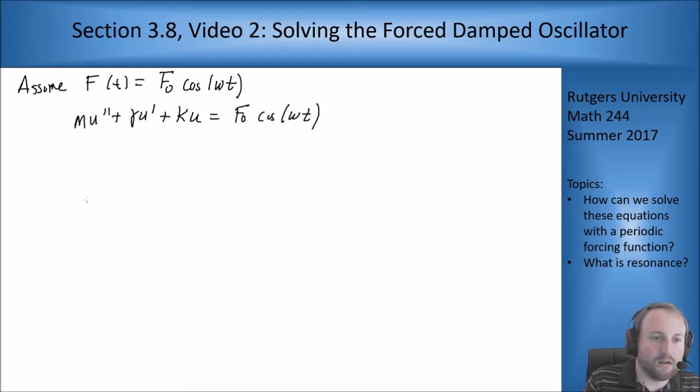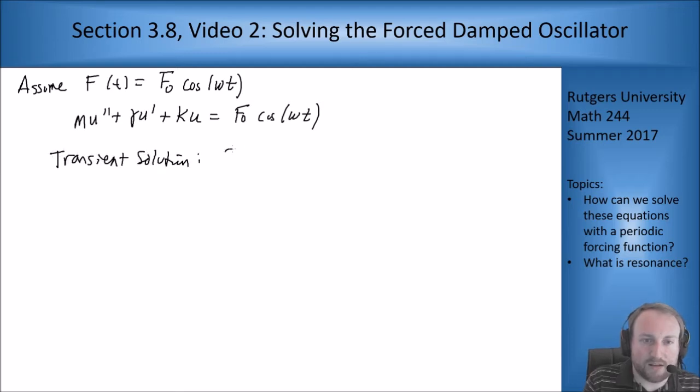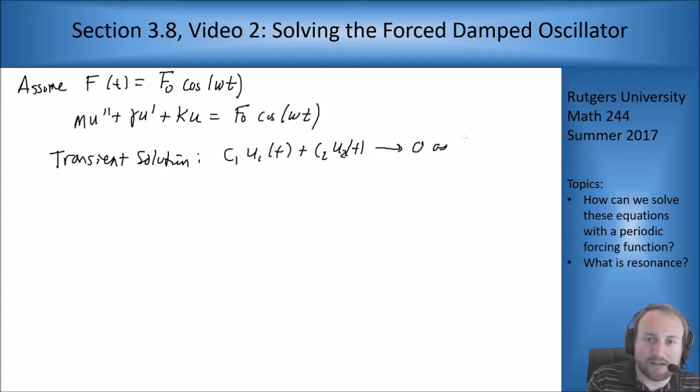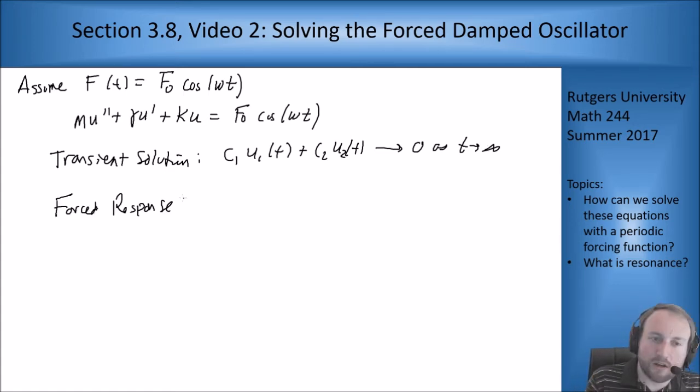So we know we have a transient solution from our solution to the homogeneous problem. Our transient solution is C1 U1 of t plus C2 U2 of t, and this goes to 0 as time goes to infinity, based on the fact that it's a transient solution. We are basically just going to ignore that and focus on the forced response. So how can we solve for the forced response here?